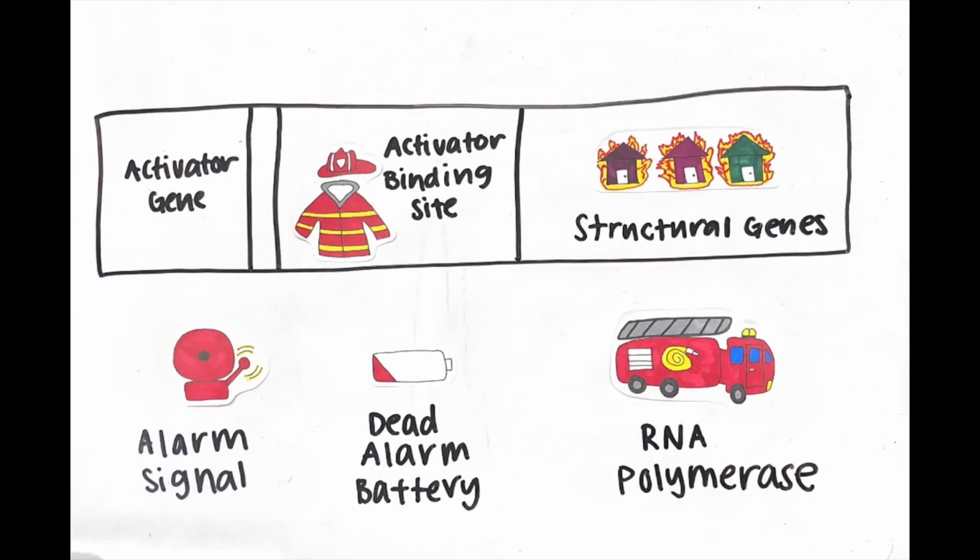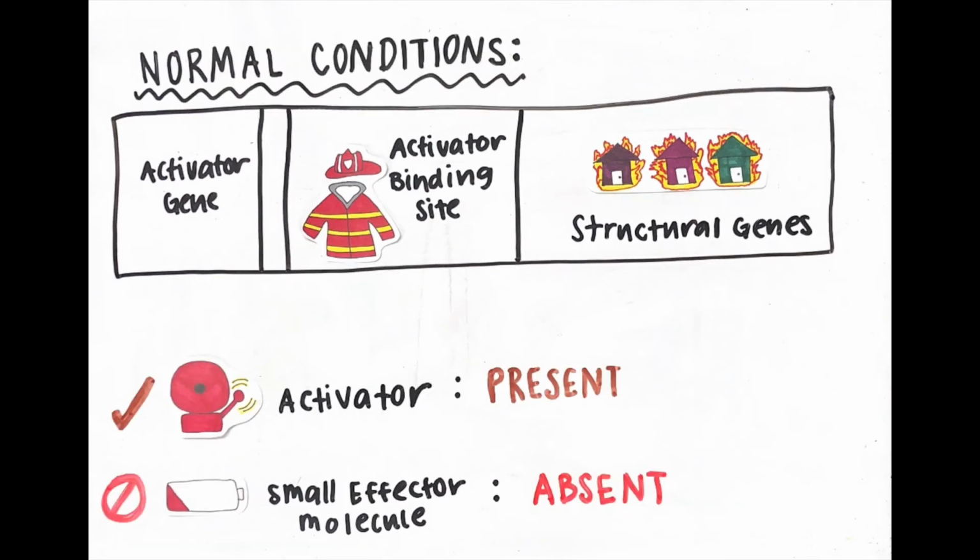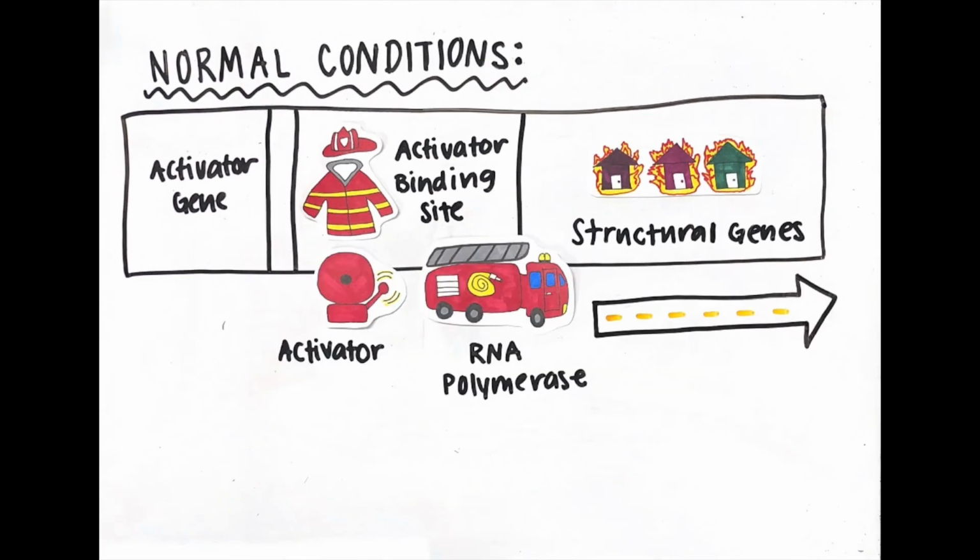In normal conditions, the small effector molecule is not present, and transcription of the structural genes will occur, meaning that there are no dead alarm batteries, so the alarm or activator protein will bind to the operator, which represents the firefighters getting geared up. This binding signals for the RNA polymerase, or the fire truck, to begin transcription, or driving to the houses that are on fire, to get the gene product of putting the house fires out, which represents gene expression.